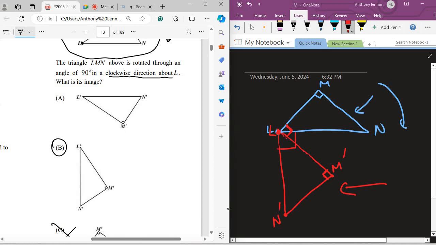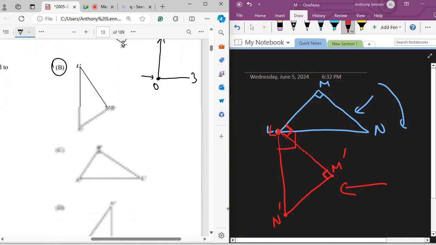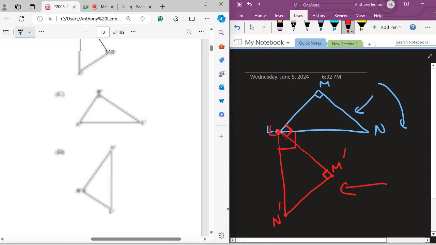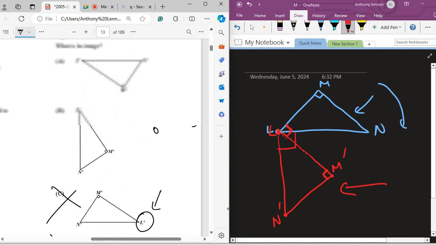It's like the center of a clock, right? This hand is on 12, this hand is on 3, and the center of a clock, let's call the center O. When the hands move, the center remains in the same position. The center doesn't move. So our center is really L, because we're rotating it around L. The center point is L, so L should not move. That's why C and D are basically out. Because you see where L is for both C and D? Here and here. That doesn't make sense when we look at the original image.